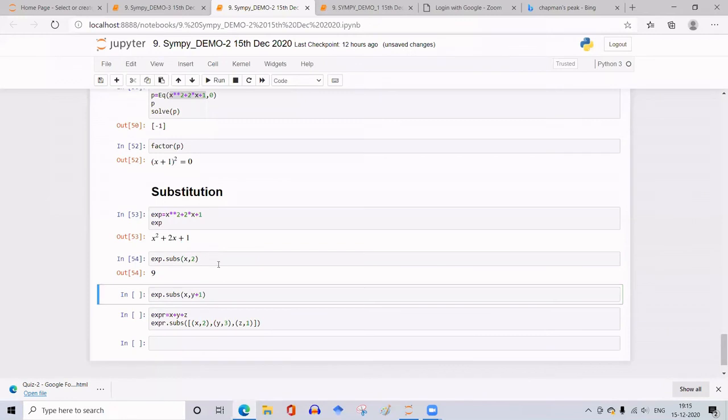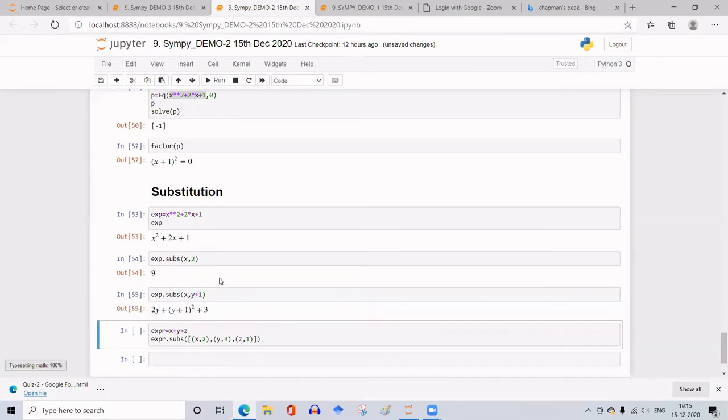9. Okay. And it's not that you have to substitute a numerical value, you can even substitute a variable in place of a variable. Here I am substituting y plus 1 for the variable x. Let me see what happens. It becomes y plus 1 whole square plus 2 into y plus 1. That becomes 2y plus 2, and it adds with this, making the constant value 3. So it is y plus 1 whole square plus 2y plus 3.